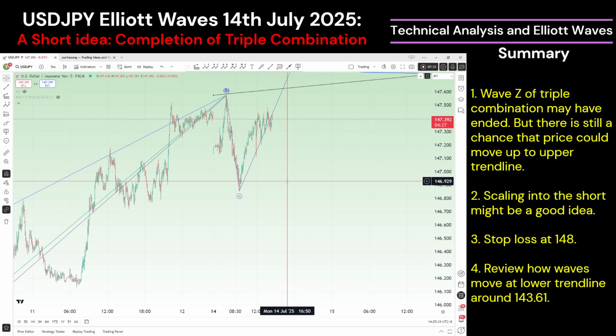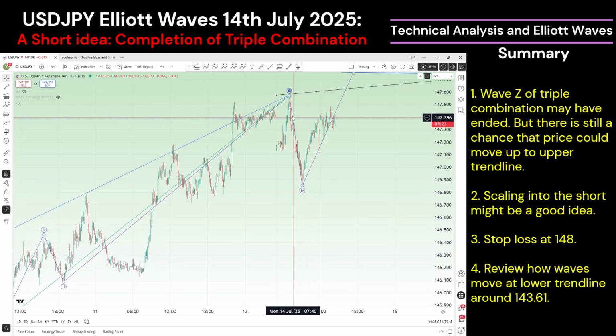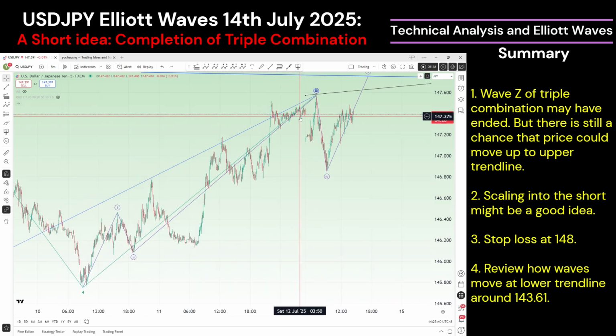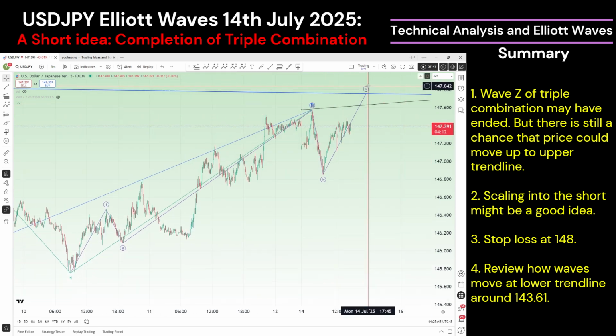So usually at the right side of the chart, it's not so clear. So what I would do usually for trading purposes is that I may do a small short here, and then I will put in the stop loss above here. So this is my ideal entry point. So I may short again. So it's a scaling in strategy.